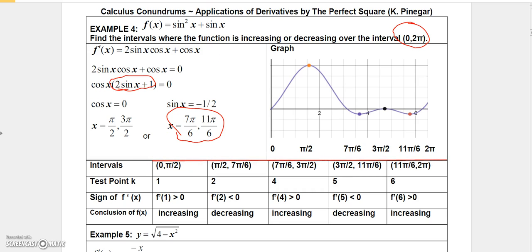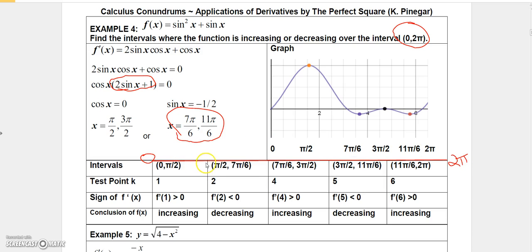So right here is 0. Can't get it to click for me. There we go. Alright, so right here we get 0, and then over on this end we get 2 pi.